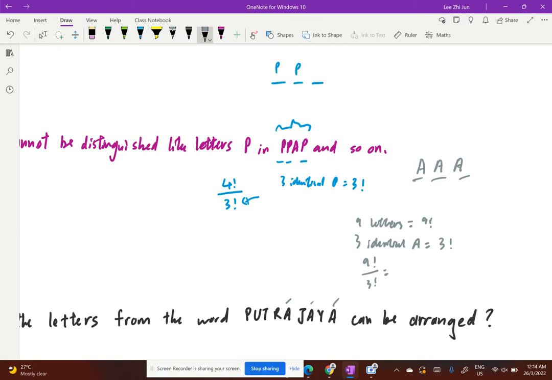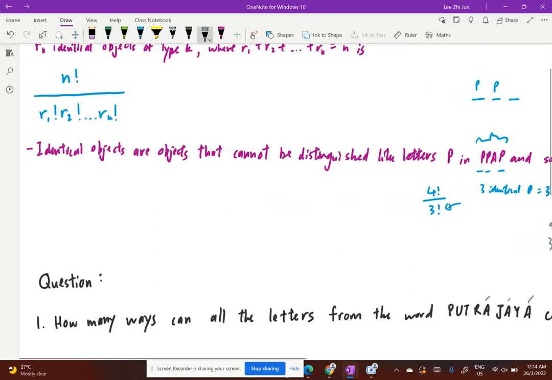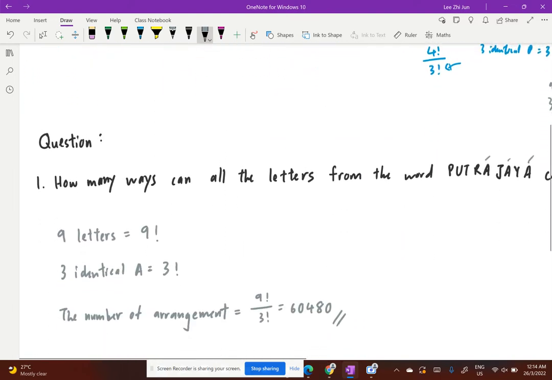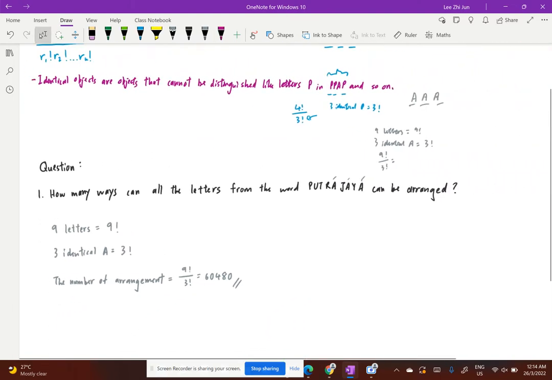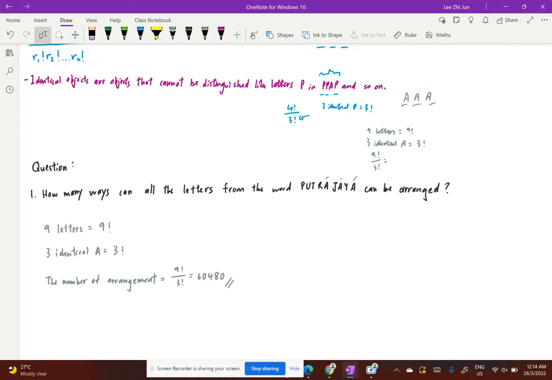On the calculator, you press 9, shift, the x to the power of negative 1 (factorial), divided by 3 factorial. So you will get 60,480. Yeah, it's just simple.